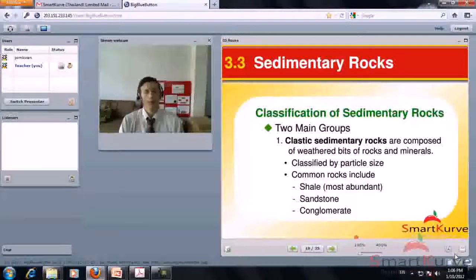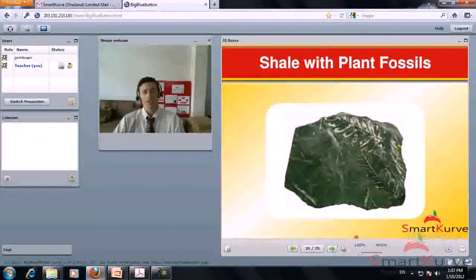We have two main groups of sedimentary rocks, just like we broke down our igneous rock into extrusive and intrusive. With sedimentary rock, we've got clastic, which are composed of weathered bits of rocks, and we classify these by the size of the particles. A few examples there: shale, sandstone, and conglomerate rocks. You can see pictures of those on the next few pages.